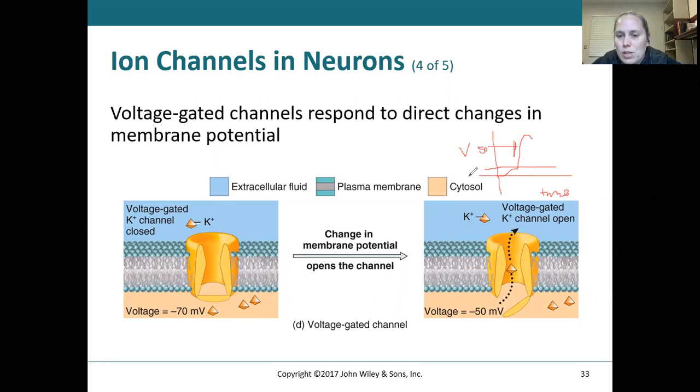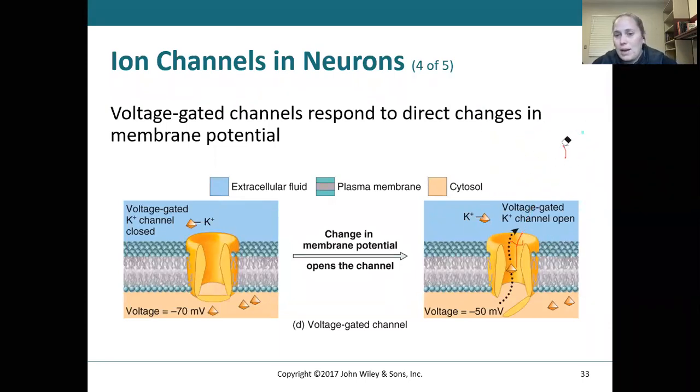If it's sitting originally at -70, once it gets to -50, the voltage gated potassium channels open, and potassium's flowing outside of the cell. So it's going to make the cell more negative again. That's what contributes to that decrease down there: voltage gated potassium channels. And again, that voltage gated potassium channel opens, potassium rushes out of the cell, and the cell becomes far more negative again because you've got positive ions leaving the cell.